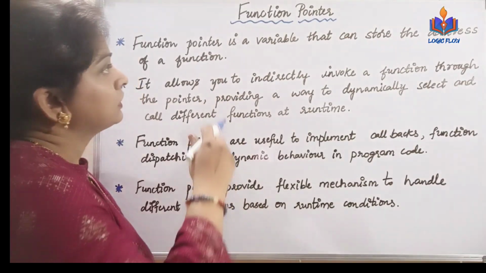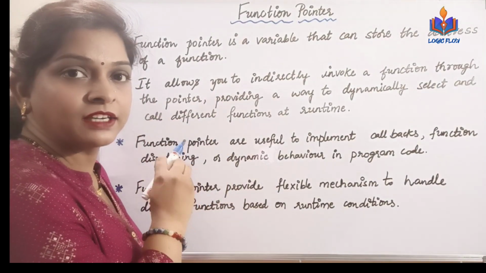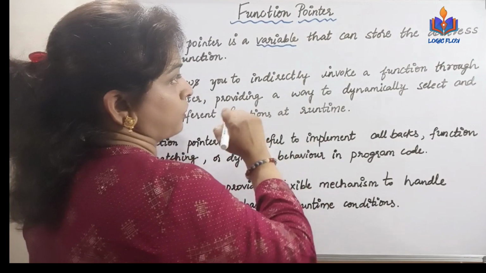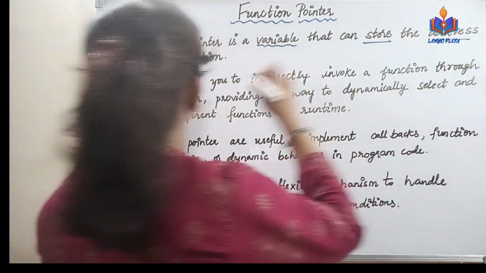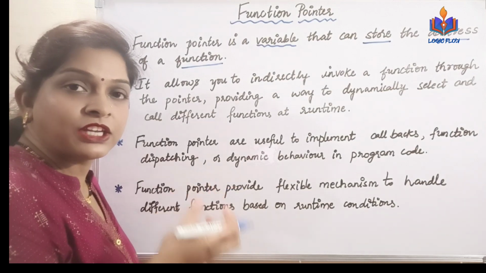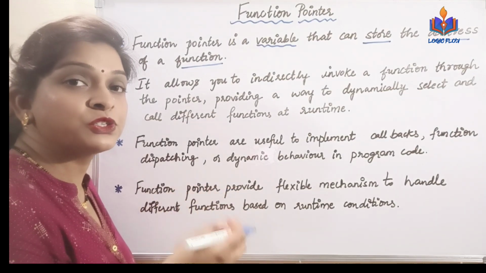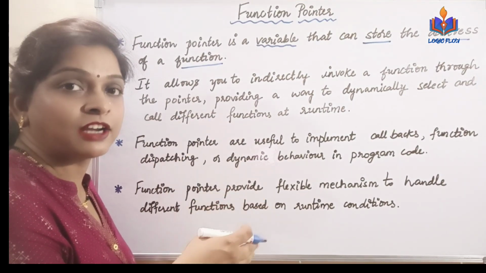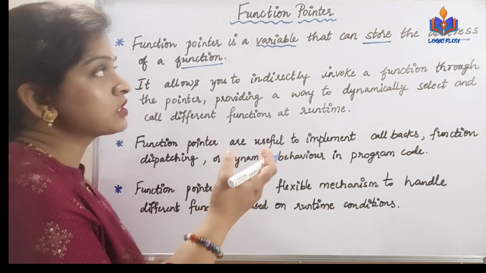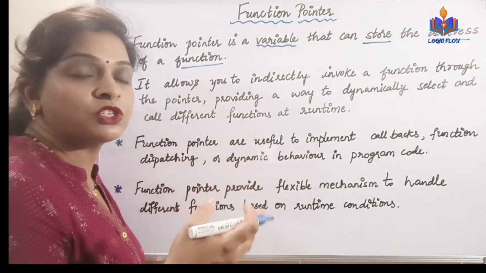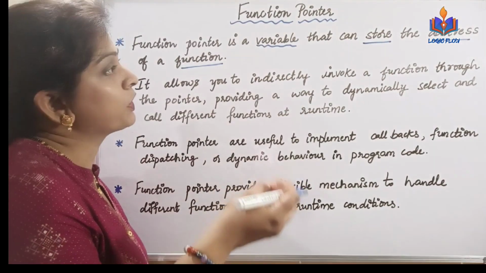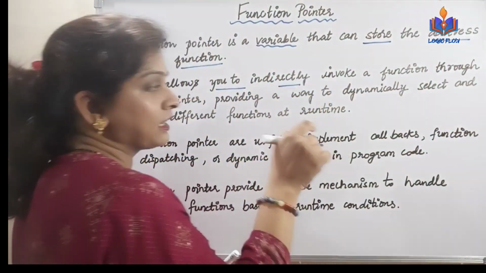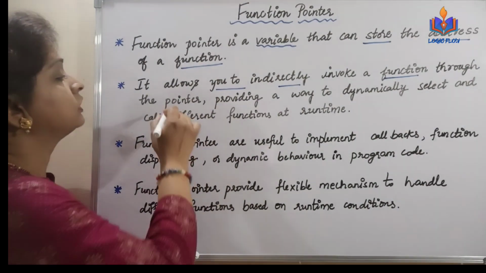Function pointer. So what is this function pointer? Let us understand the definition of function pointer first. Function pointer is a variable first of all. It can store the address of a function, in the sense that I am going to store the address of a function in a pointer. We usually see a pointer holding the address of another variable, but this function pointer will not store the address of normal data; it is going to store the address of a function itself. It allows you to indirectly invoke a function through the pointer.